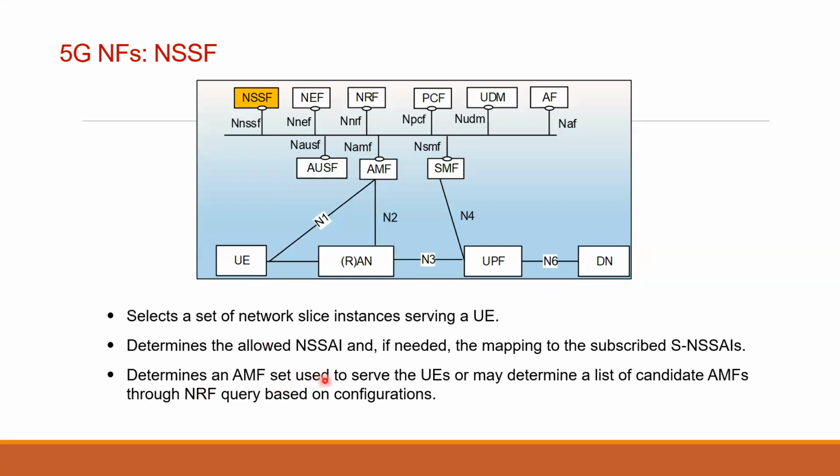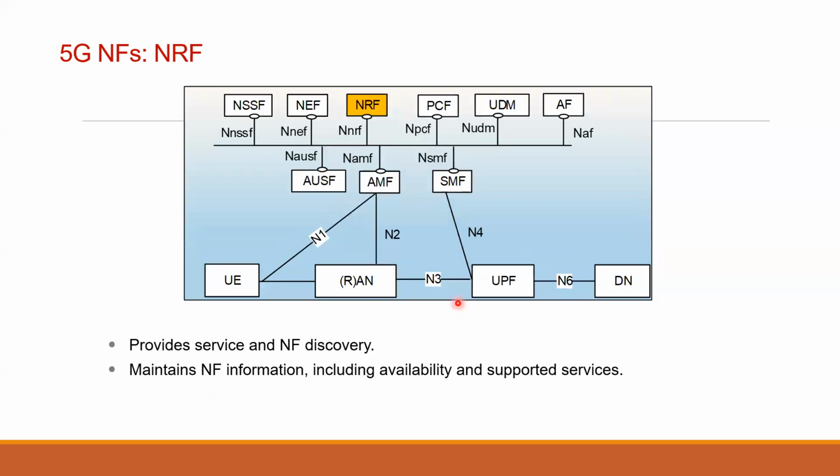And it determines an AMF set used to serve the UE, or may determine a list of candidate AMFs through NRF query. So if UE is requesting a specific slice, that slice may be handled by a specific AMF or a specific set of AMFs. So your initial request is going to go to this AMF, and then AMF is going to ask the NSSF. So based on the slice that is provided, the AMF is going to query the NRF for a specific AMF that is going to handle the service related to that specific slice.